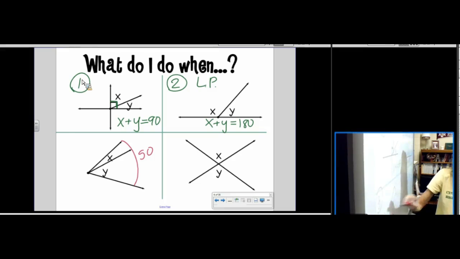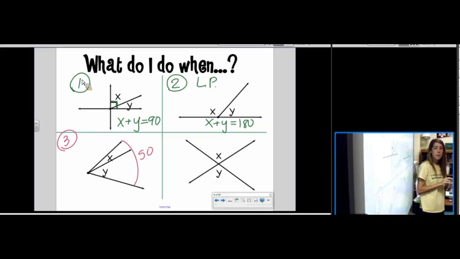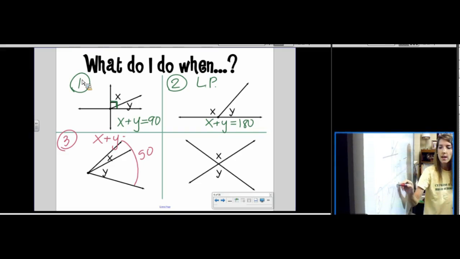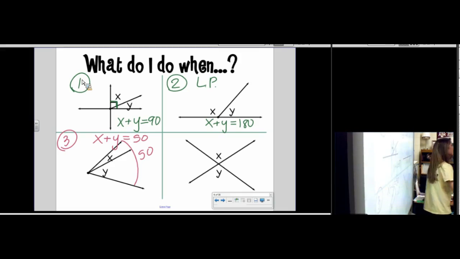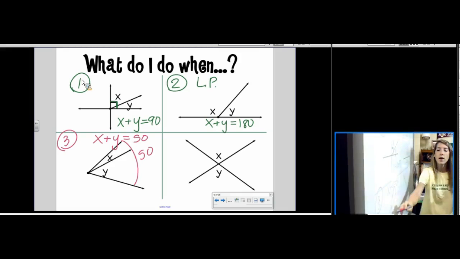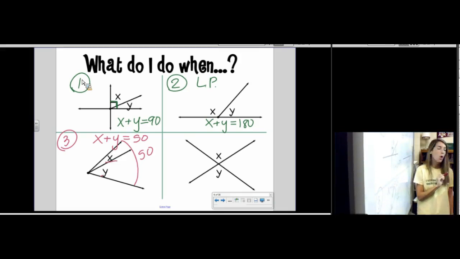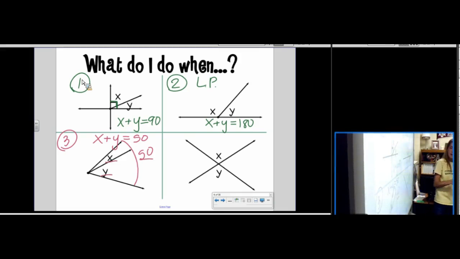Okay, Alejandro, what about if I said this angle was 50 degrees? This is situation 3. How would I solve? What would my equation be? I'll give you a hint. That's called the whole. Part plus part equals whole. X plus y equals 50. He didn't set them equal to each other. He didn't set them equal to 90 or 180. That's a part plus part equals whole problem. Very good.